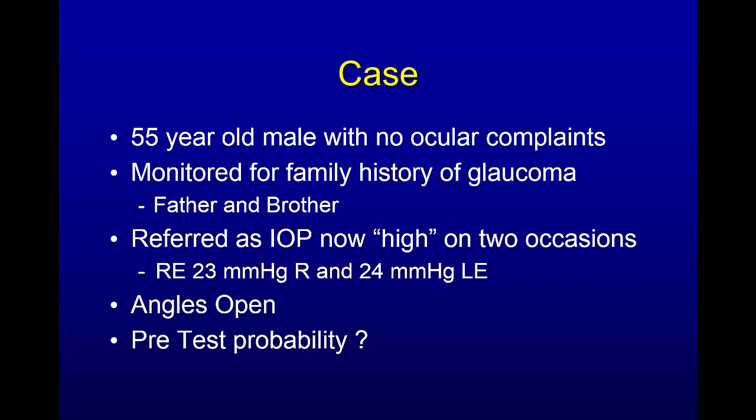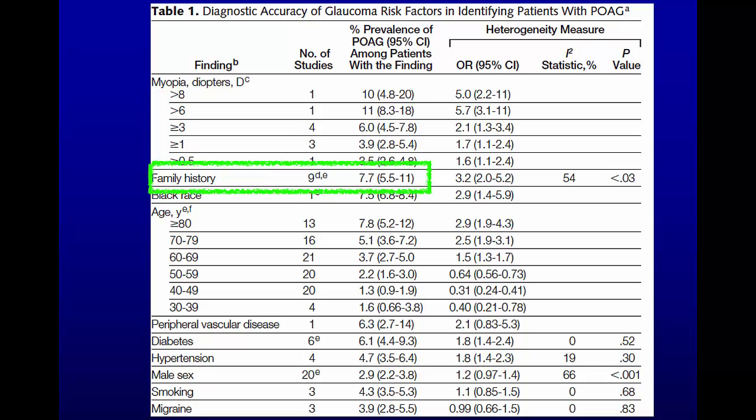With a family history, the prevalence is about 7%. Now, this is not exactly the information that I want. What I really want is a 55-year-old patient who has, given that he has a family history in both the father and the sibling. That is what I'm actually after. In the absence of that information, I will use this particular probability of 7.7%.